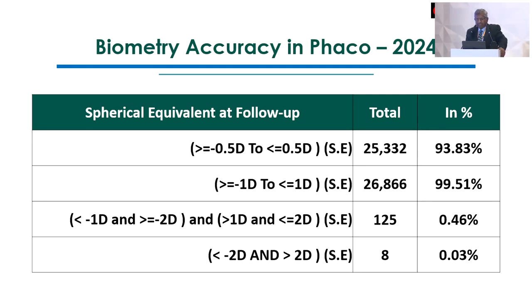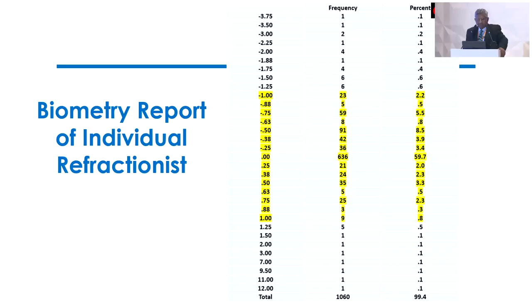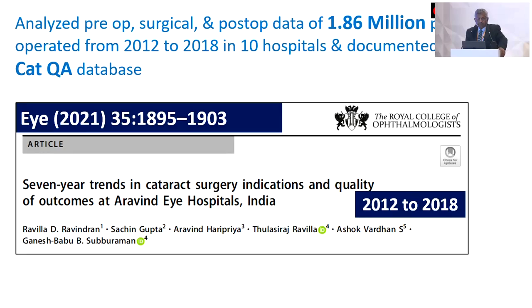So here again, we track the spherical equivalent. We would like to see that if optical biometry is used, the 0.5 diopter error should be more than 90%. If it is an ultrasonic biometer, contact means, it should be more than 85%. So we also have certain benchmarks. And not only that, for each individual refractionist or biometrist who does the biometry, we also generate a list to see if there is any particular error in that particular person as well. So we have been tracking all these outcomes since 2011, 2012.